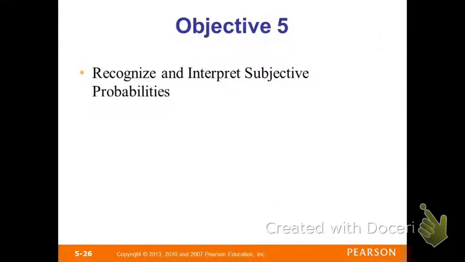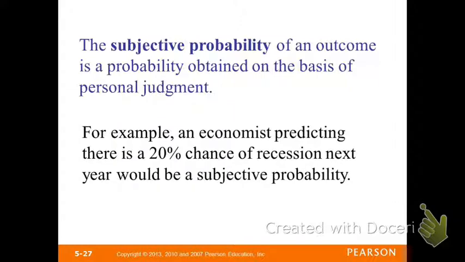All right, so this last objective in this section is really just about recognizing what subjective probability is. Now, something that is subjective means it's related to a person's opinion, right? An objective test is the answers A, B, C, or D. A subjective test would allow the teacher to decide the number of points that a question has earned or a comment is earned. So there's some subjectivity to it rather than being completely objective. So subjective probability is a probability obtained based on personal judgment or an opinion. For example, an economist predicting that there's a 20% chance of recession next year would be a subjective probability because it's an economist's prediction or their opinion.